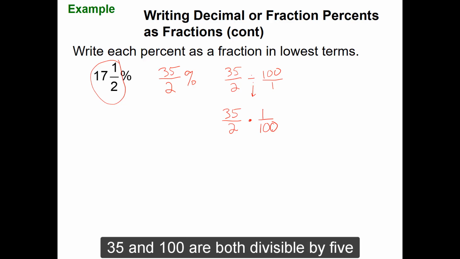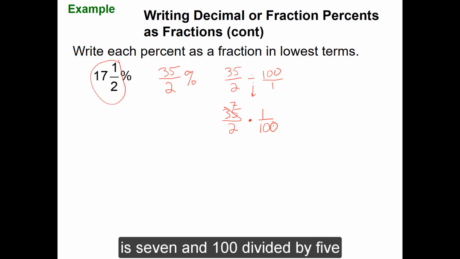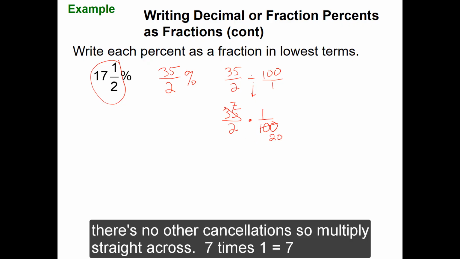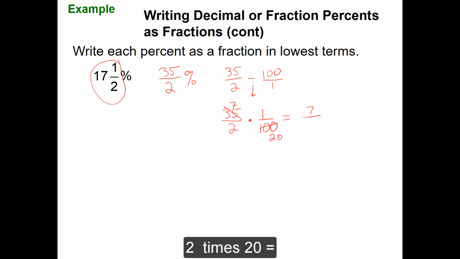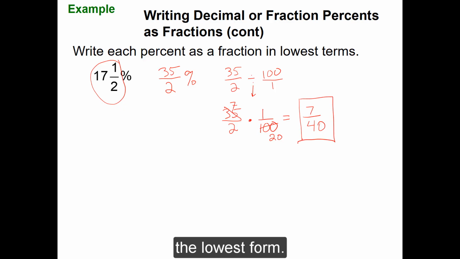Well, 35 and 100 are both divisible by 5, so I'll do that. 35 divided by 5 would give me a 7, and 100 divided by 5 would give me 20. There's no other cancellations, and so now I'll go ahead and multiply straight across. 7 times 1 is 7. 2 times 20 is 40. And since I had no other cancellations, that means that this will be in lowest form.